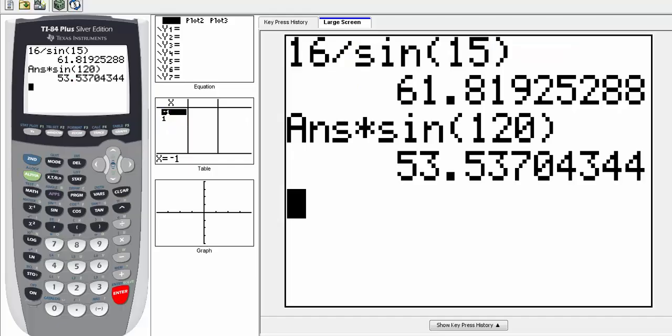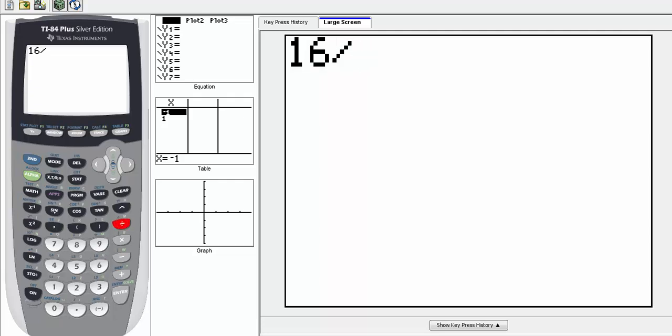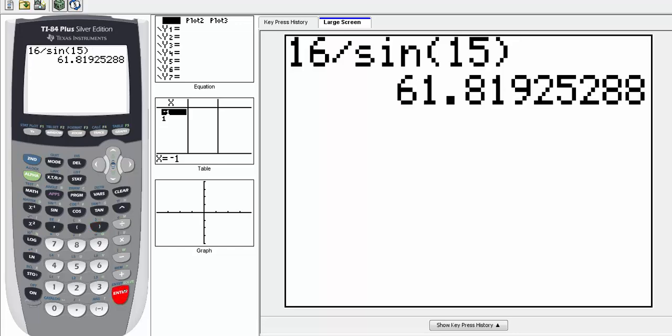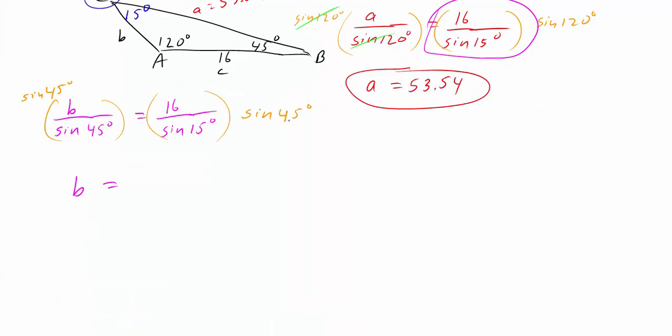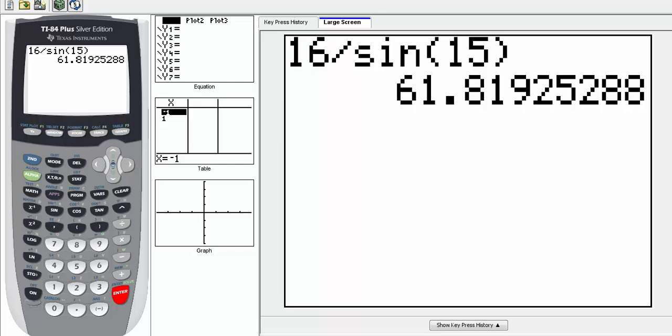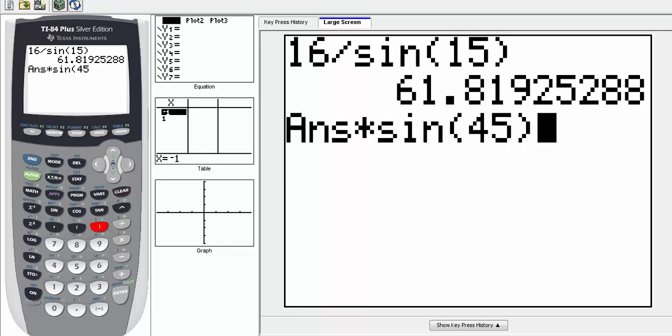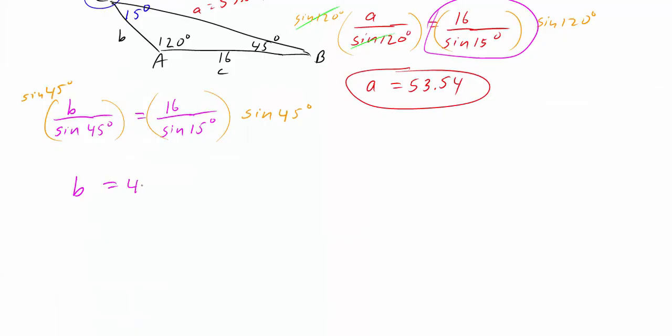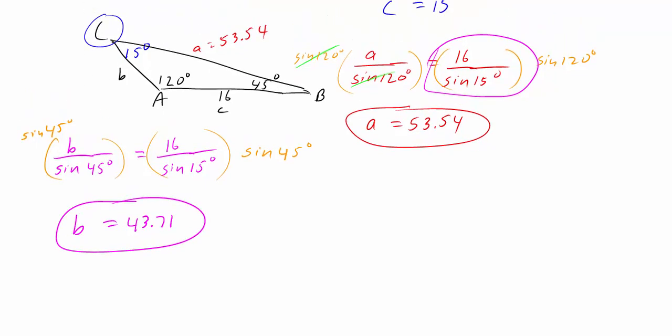So we go back to the calculator. 16 divided by the sine of 15. And we could certainly hit enter. And then we once again need to multiply that by the sine of our 45 degree angle. Times the sine of 45. And we get 43.71. So at this point, we have now solved the entire triangle.